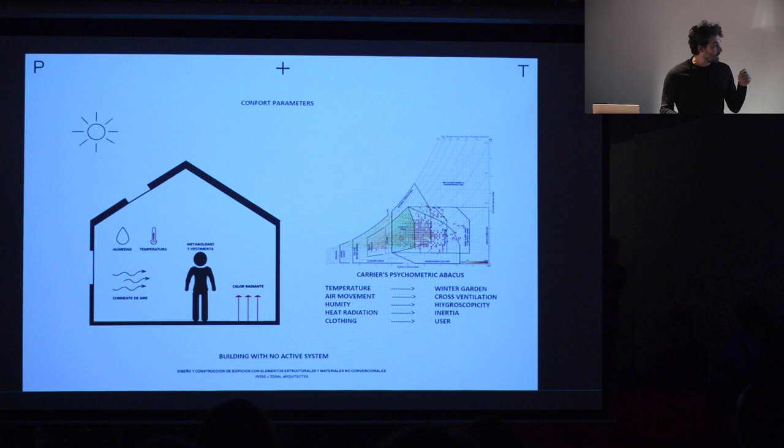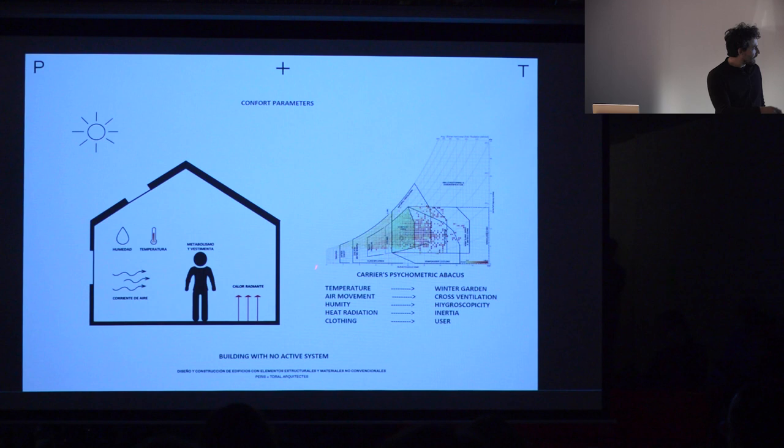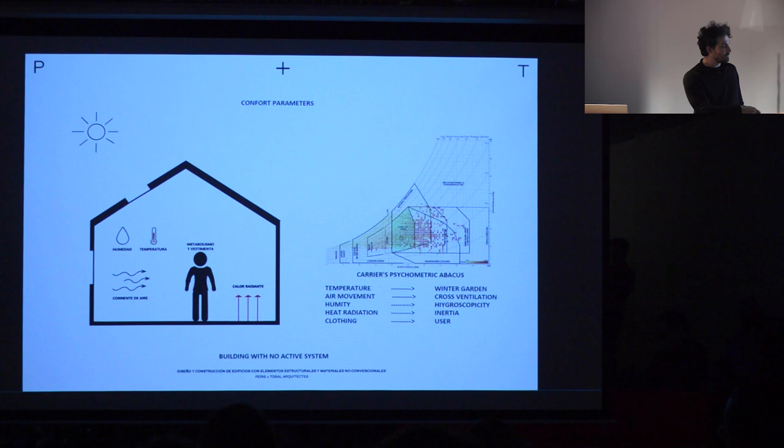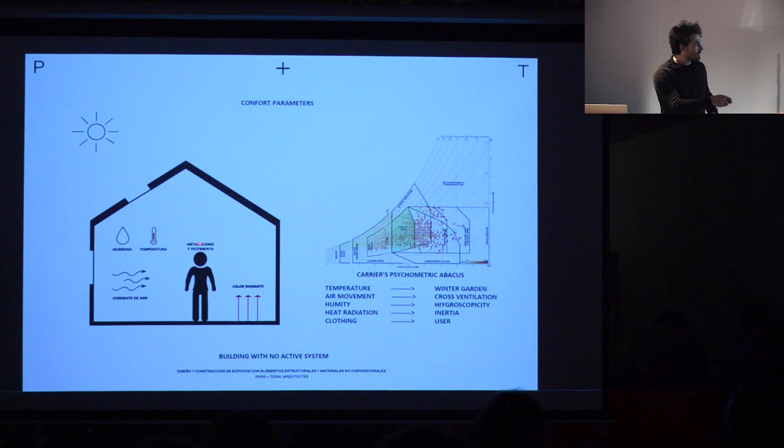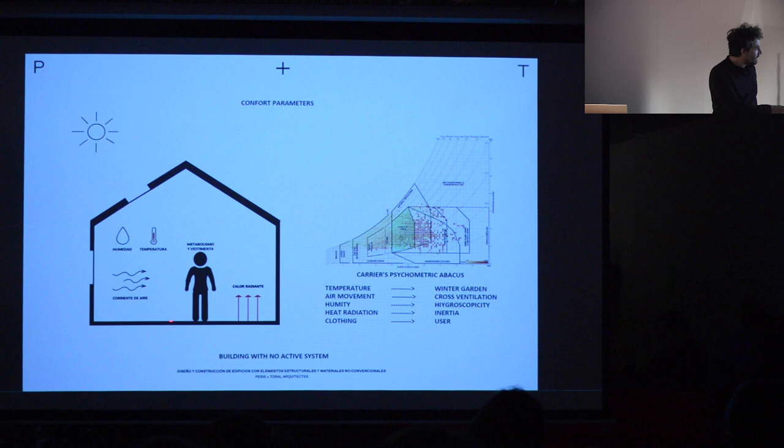It's not only about temperature. There are other parameters. We can talk about the humidity, the relative humidity. We can talk about the movement of the air. We can talk about the radiation or the metabolism of the user. These are the parameters that can make us be in comfort or not. If one of them is high, maybe touching the others, we can generate this idea of comfort.